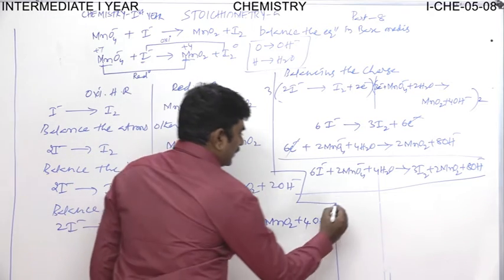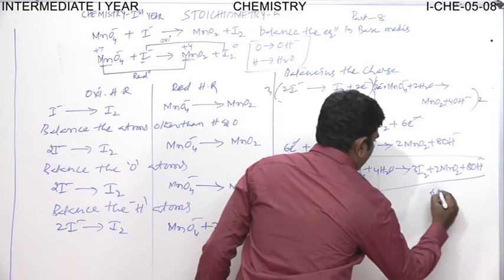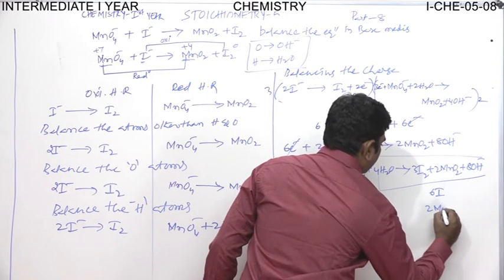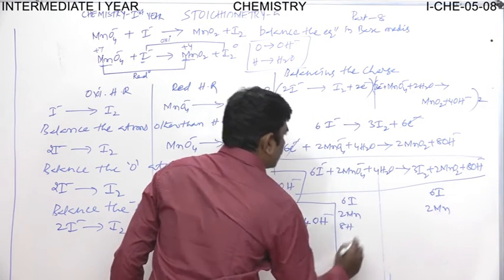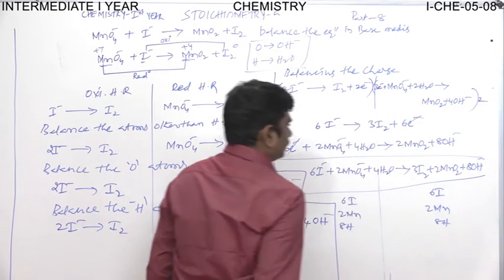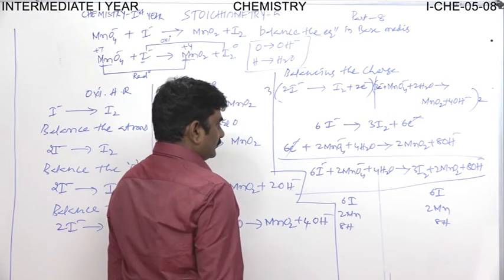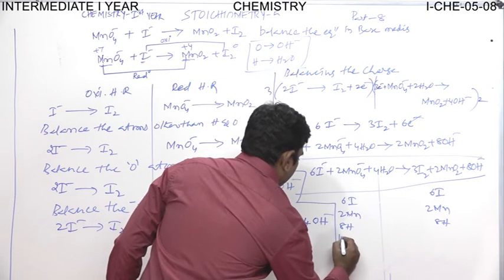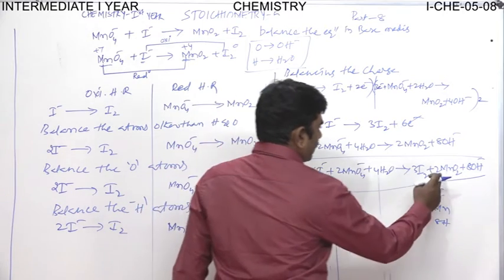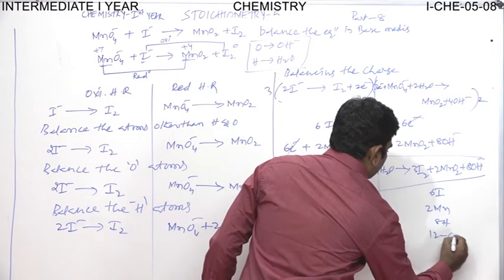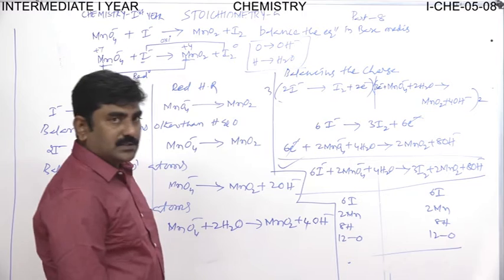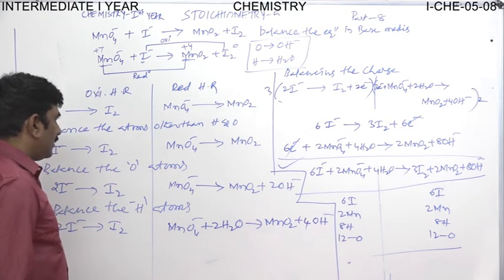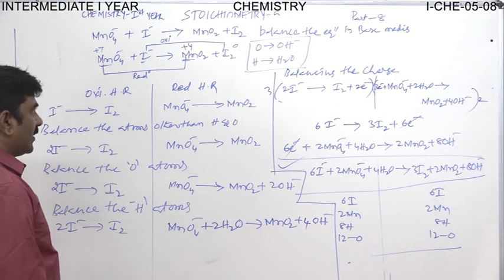So let's check. 6 iodines, 2 manganese and 2 manganese, 8 hydrogens, 8 plus 4, 12 oxygens. How many oxygens? 12 oxygens. This side 4 plus 8, 12 oxygens. So now what is that? Balanced equation. It's a balanced equation. So we saw the example, acid media and base media.